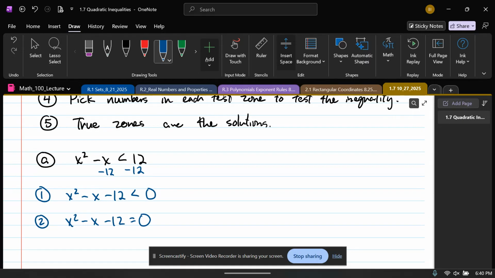So I'm going to try factoring because I hope that works. Let's see if it does. Multiply to be negative 12 and add to be negative 1.